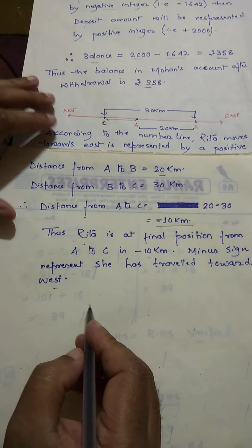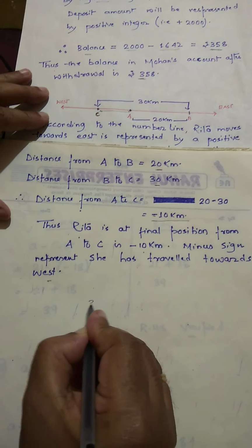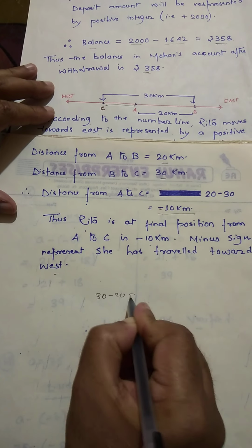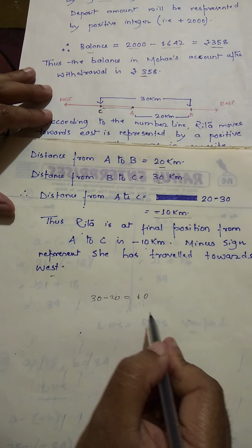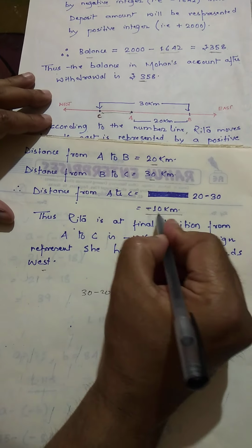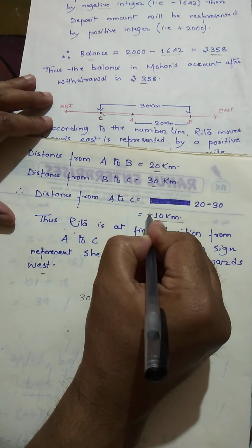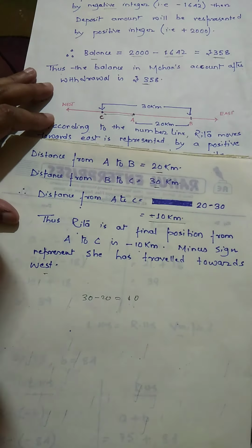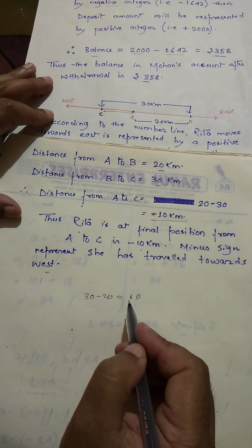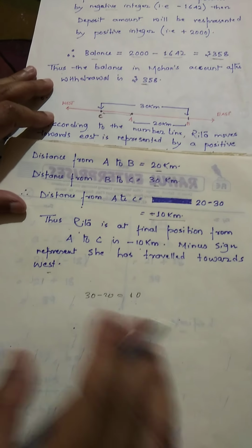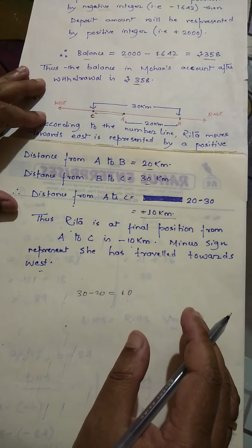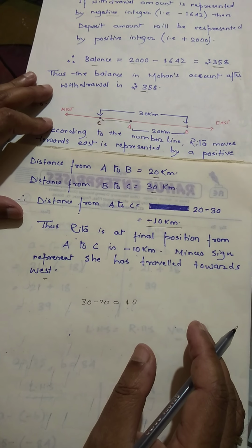Or else another thing you can do is minus 30 plus 20 also, no problem with that. But when you give your answer, you should place your answer with this minus sign, so that this minus should represent which direction she has finally taken. So that's it for the first period. In the second period, I will give you the explanation of question number 8 and question number 9.